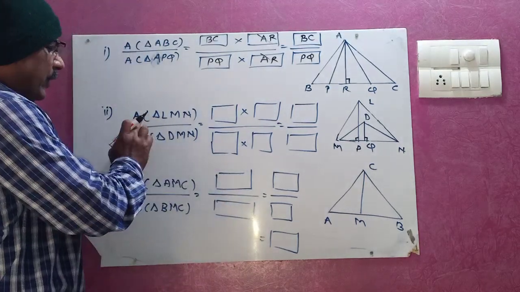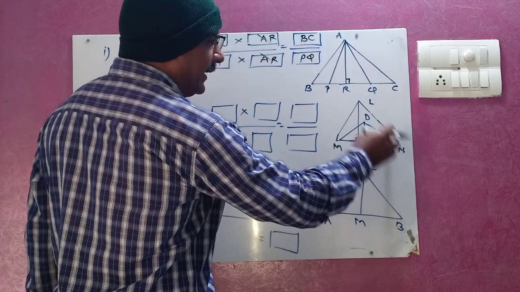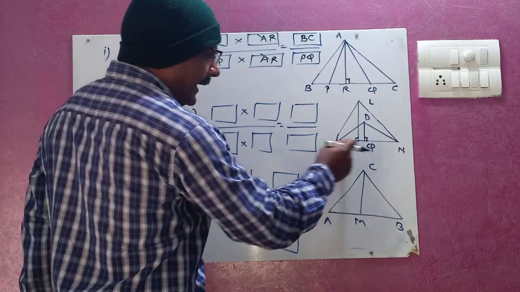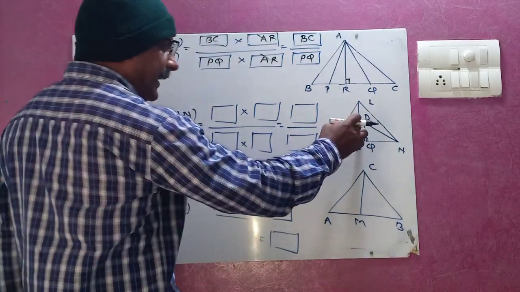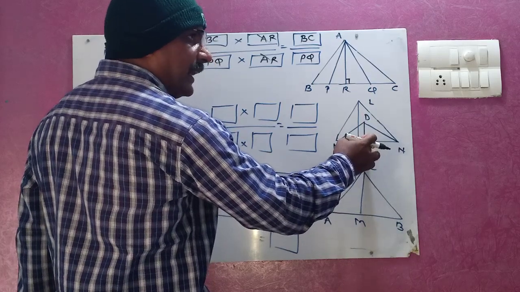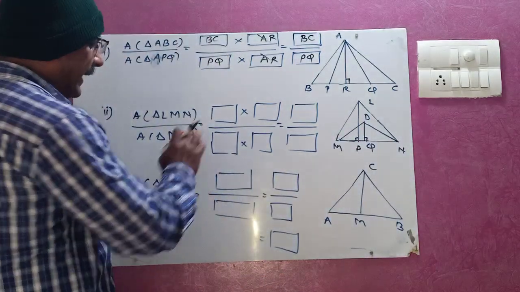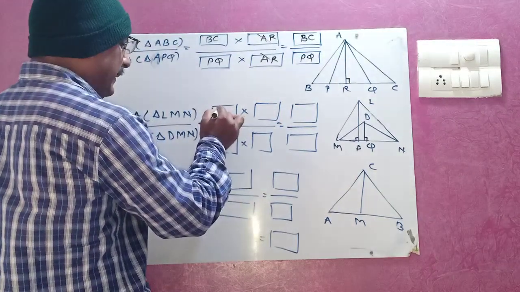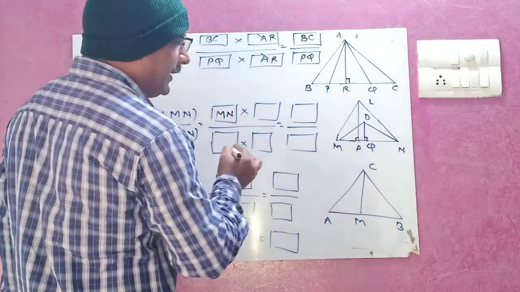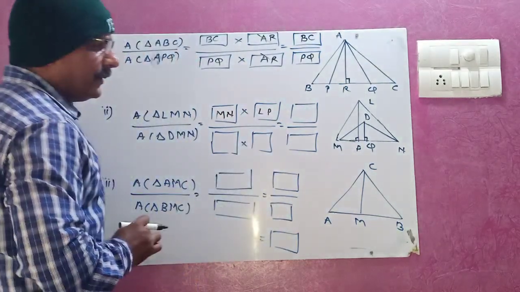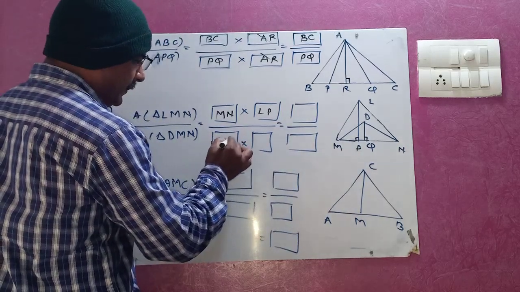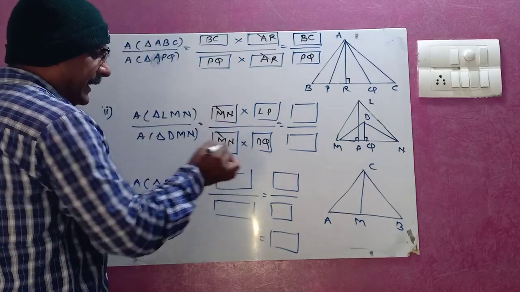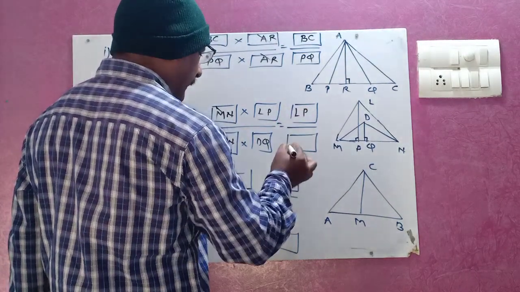Now see this one, area of triangle LMN. If you take the bigger triangle LMN, LP is the height and MN is the base. For the smaller triangle DMN, DQ is the height and MN is the base. So write down the same thing here, base and height, because half gets cancelled. So here base is MN, height is LP. Similarly here base is MN, height is DQ. This MN gets cancelled. So here LP upon DQ.